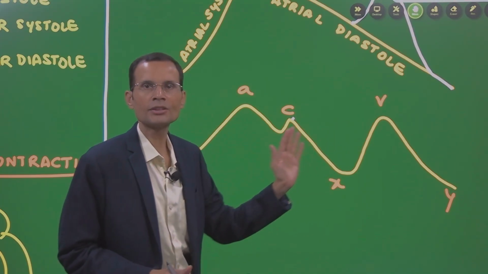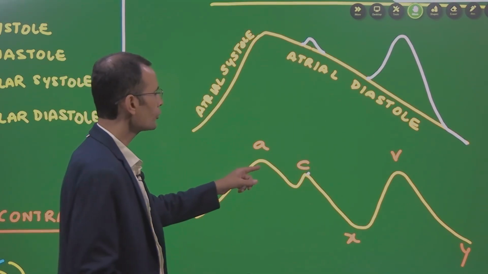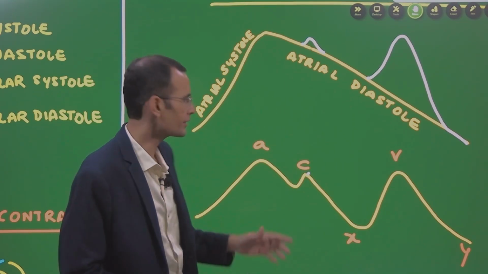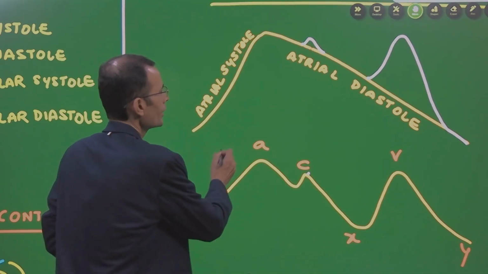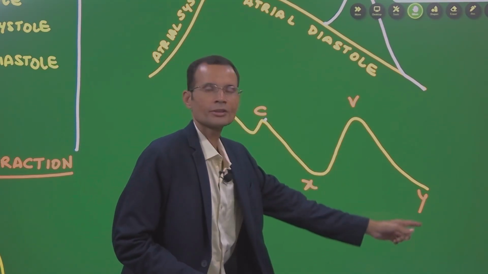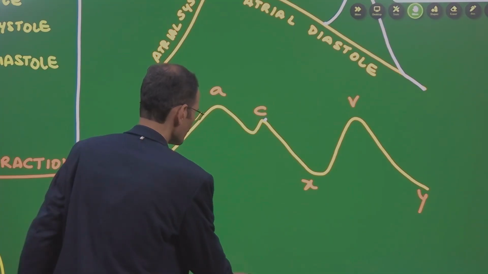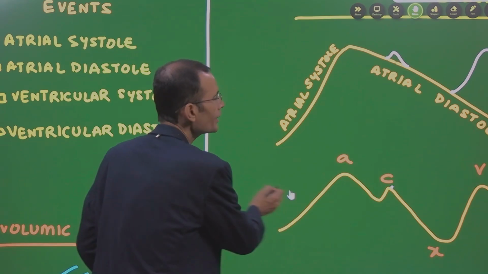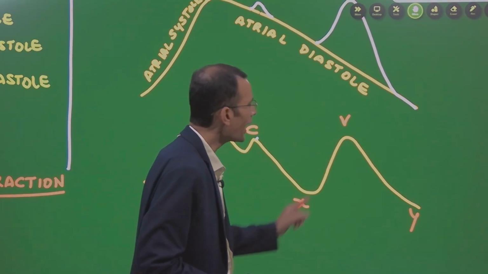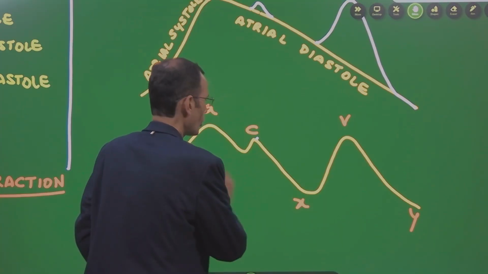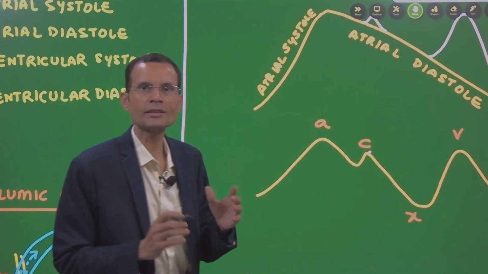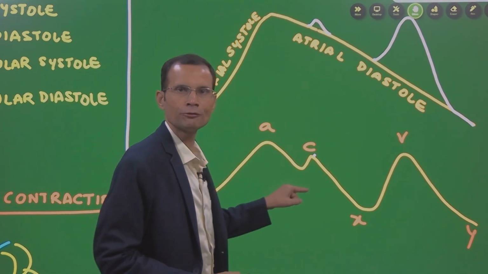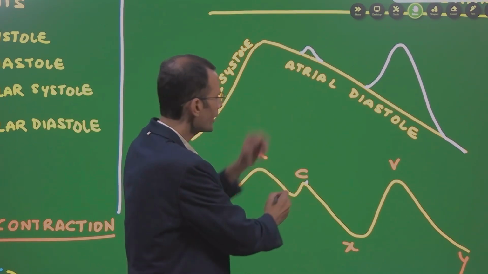A, C, V are the three upstrokes. A is of course atrial systole, and the other two peaks are because of the ventricular events that the atrial pressure is rising. And two downstrokes, X descent and Y descent. Let's see why the events are occurring, and then finally we will talk about what is happening between X and Y. All right. Now A, of course, is atrial systole, rise of pressure in the atrium. Then the pressure begins to fall. Atrial diastole starts, pressure begins to fall.